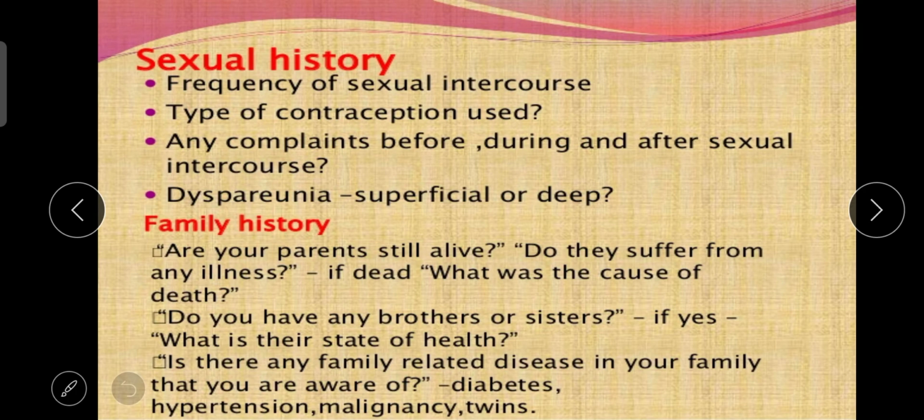And you are going to ask the family history, that is, are your parents still alive or do they suffer from any illness, and if dead, what was the cause of death. Also in the family, if they are having any type of illness which can be genetic or hereditary, that also you are going to ask the patient.